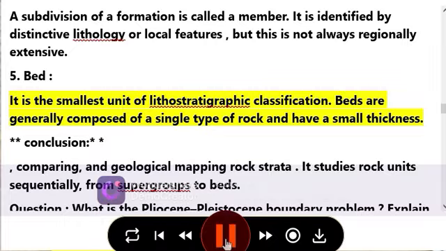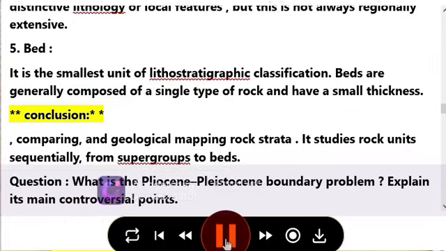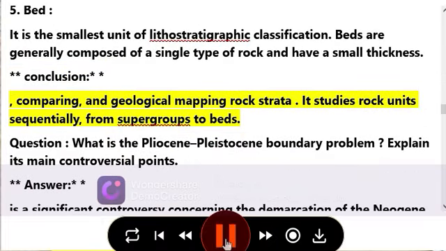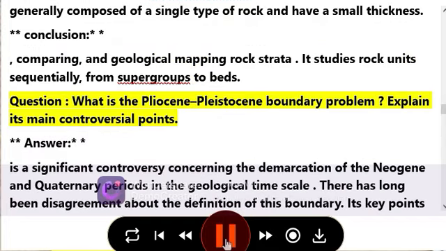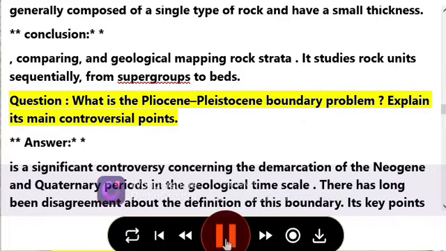5. Bed. It is the smallest unit of lithostratigraphic classification. Beds are generally composed of a single type of rock and have a small thickness. Conclusion: Comparing and geological mapping rock strata. It studies rock units sequentially from supergroups to beds.